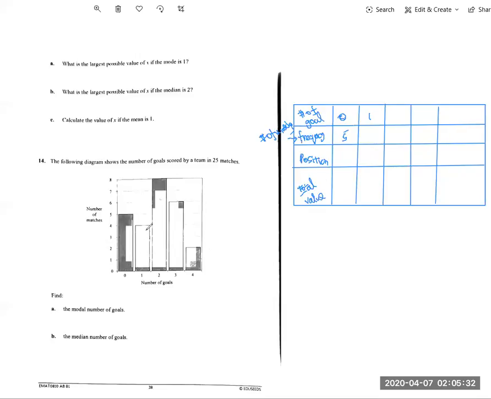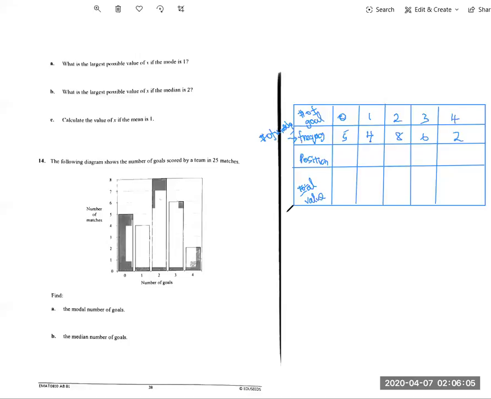This should be 4 matches. Now, then scoring 2 goals is here. And how many matches? 8 matches. Now, then you have 3 goals. How many matches? There are 6 matches. Then the last one, you have 4 goals, and there are only 2 matches.